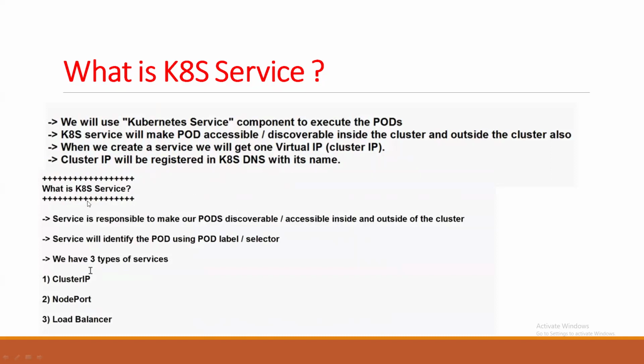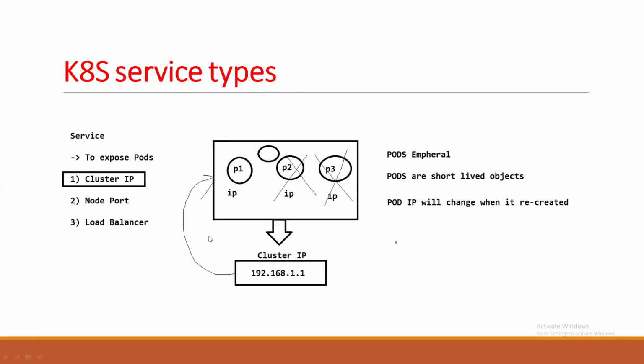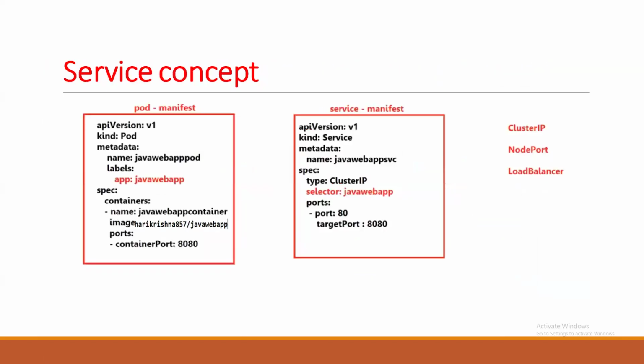So what is a Kubernetes service? A service is responsible for making our pods discoverable and accessible inside and outside of the cluster. Service will identify the pod using the pod label. So how can we identify the service? We can identify the pod by using the pod label.